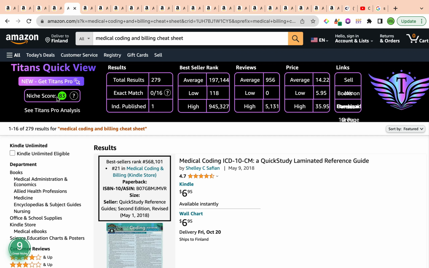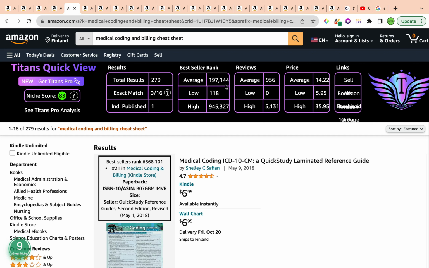Also, we have a keyword niche score by Amazon Scout Pro, which gives us a number 9, the right end of the scale, categorizing this beautiful keyword as a great niche. The total results are under 1,000. They're sitting at total results of 279,000, and the average bestseller rank is 197,144, which is under 300,000. The average reviews are 956, and the average price is $14.22.